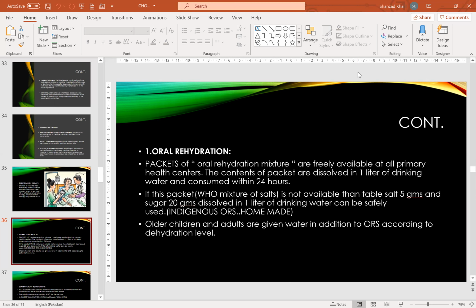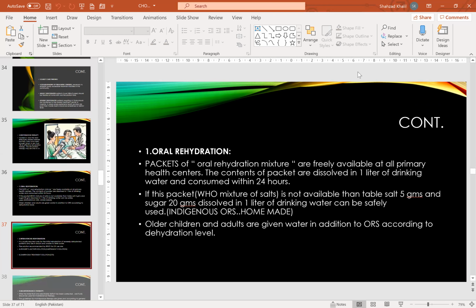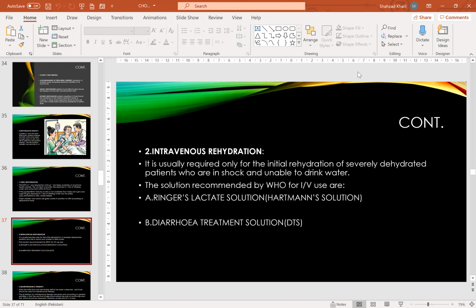Older children and adults are given water in addition to ORS according to dehydration level. Then comes the intravenous rehydration. It is usually required only for the initial rehydration of severely dehydrated patients who are in shock and unable to drink water. The solutions recommended by WHO for IV use are Ringer lactate solution, which is also called Hartmann solution, and diarrhea treatment solution, DTS.